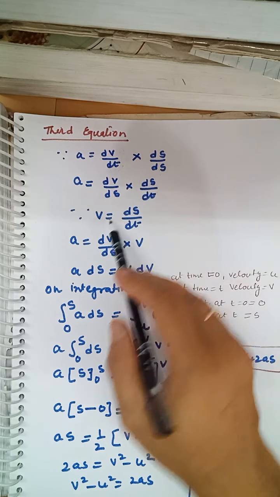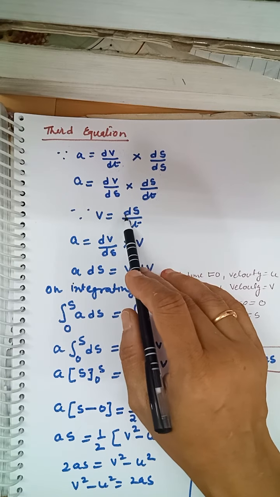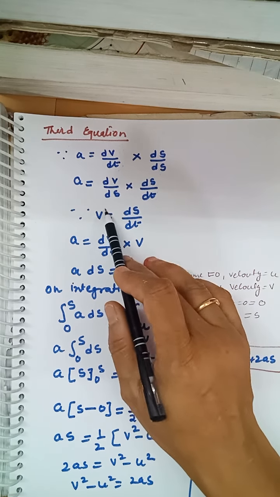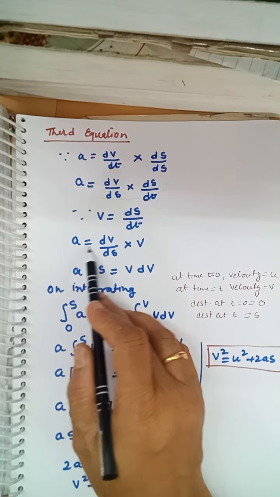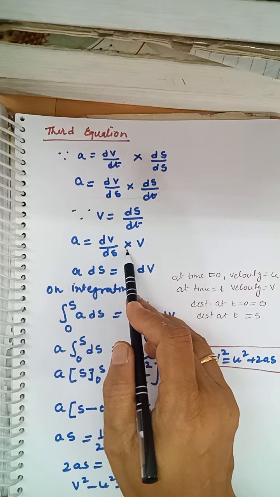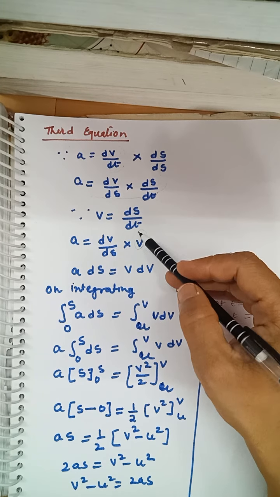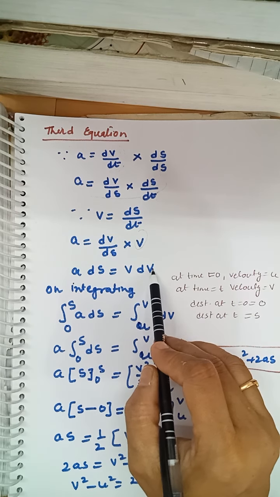What is ds over dt? That is the instantaneous rate of change of displacement, and the instantaneous rate of change of displacement is equal to velocity. So this entire expression can be written as a is equal to dv over ds multiplied by v. In place of ds over dt you will write v. Now take the cross multiplication: a ds is equal to v dv.